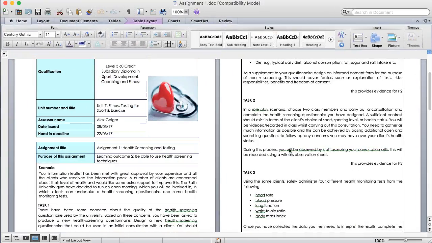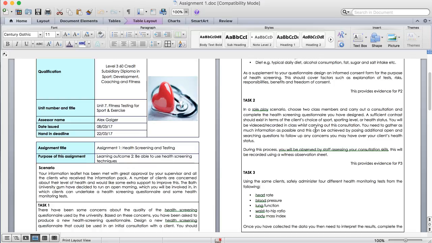The next bit says, in a role play, choose 2 class members and carry out a consultation and complete the health screening questionnaire you've designed. A sufficient contrast should exist in terms of the client. What it means by that is that you need 2 contrasting clients. So you might have a rugby player and a darts player. You might have someone who does boxing and somebody who does gymnastics. Okay, very different.